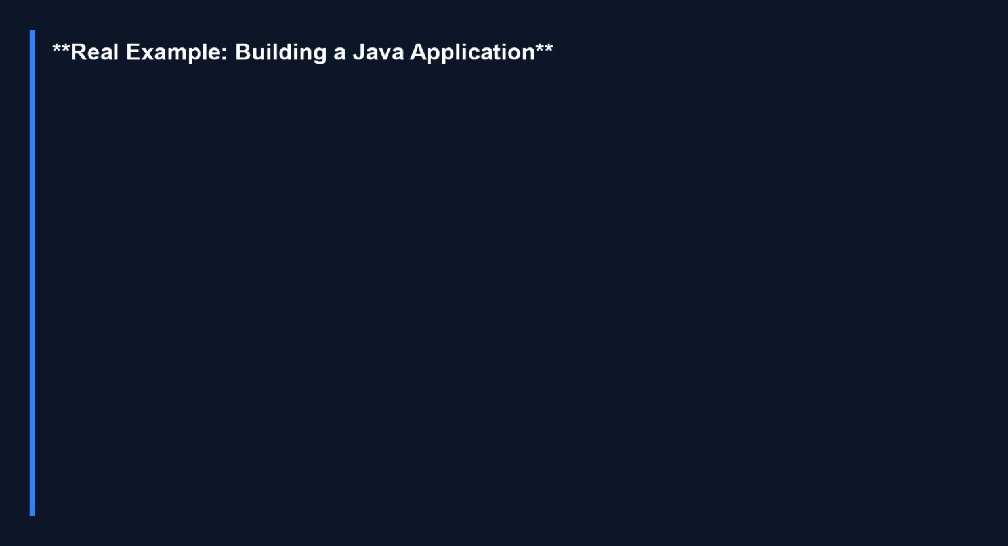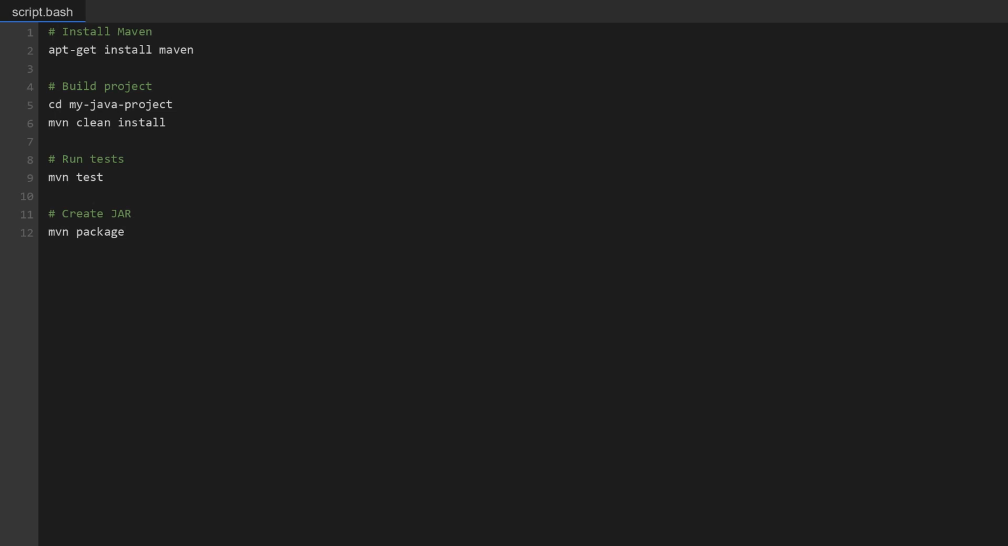Real example: building a Java application. The full Maven workflow for a Java application starts with apt-get install maven, which pulls in Maven and a compatible JDK as a dependency. Then, from inside your project directory, mvn clean install is the command that does the heavy lifting.